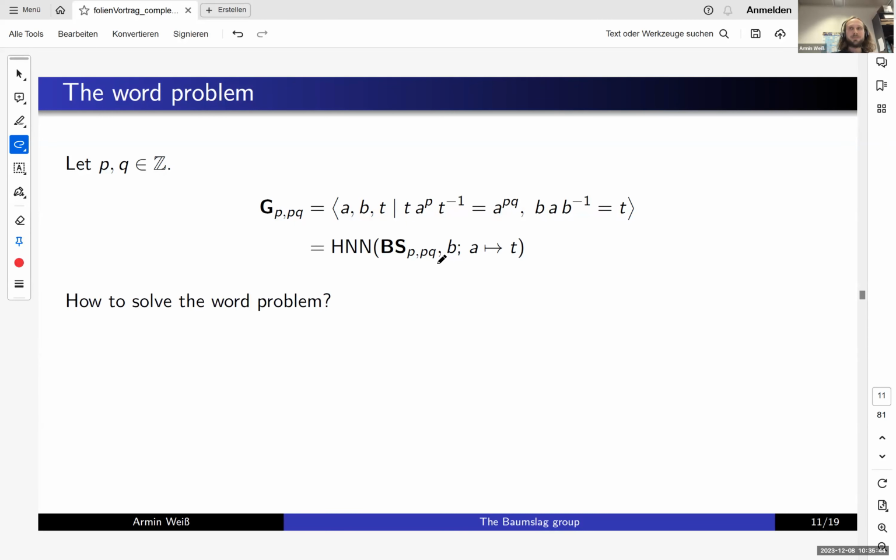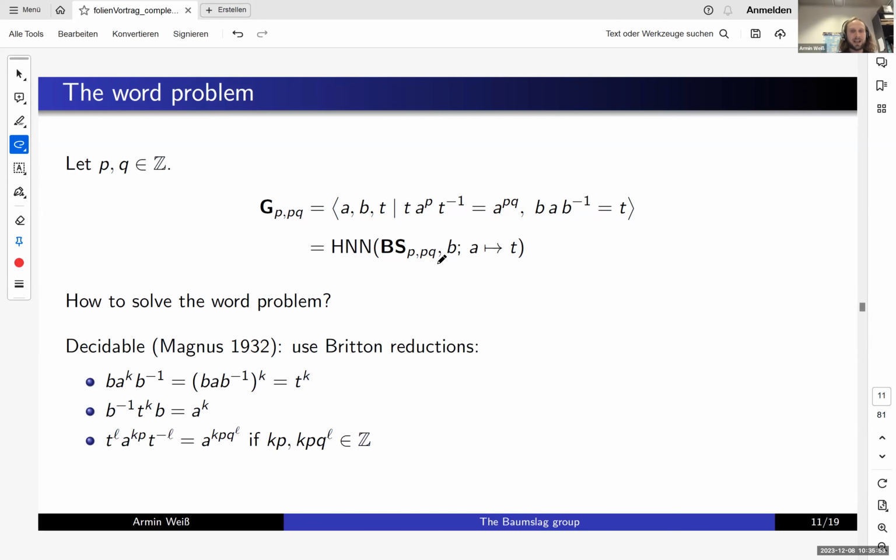Now, how to solve the word problem? Well, we know that by Magnus' theorem, it's decidable. And actually, we apply the standard HNN algorithm using Britton reductions. So Britton reductions say if we have some b a to the k b inverse, we can rewrite it to t to the pk, and likewise for b inverse a to the pk b. And we can also apply the Britton reductions within the Baumslag-Solitar group.